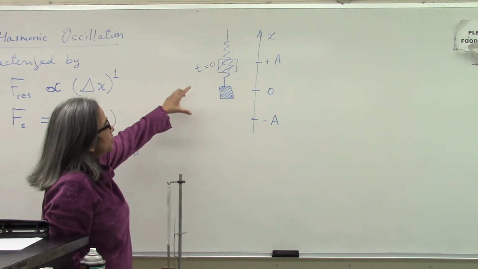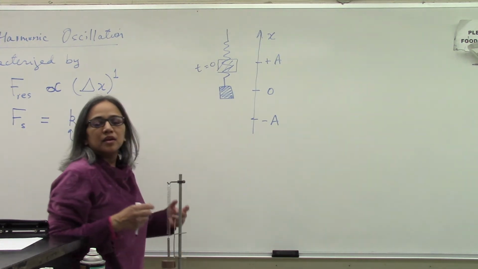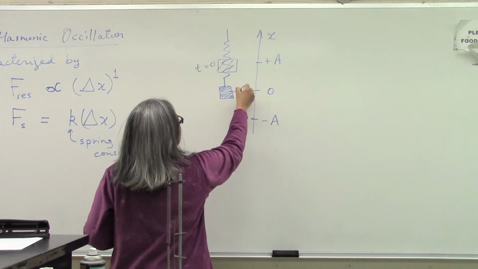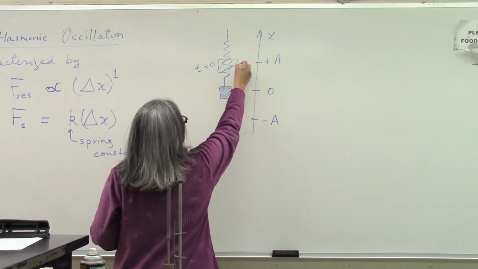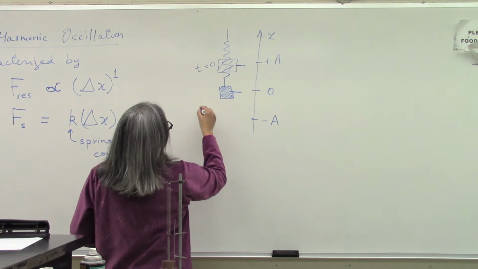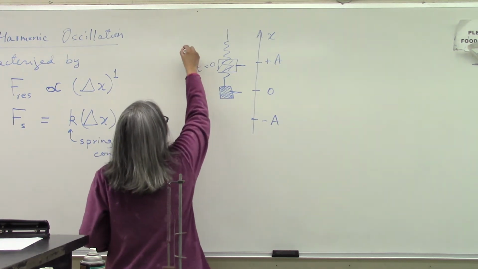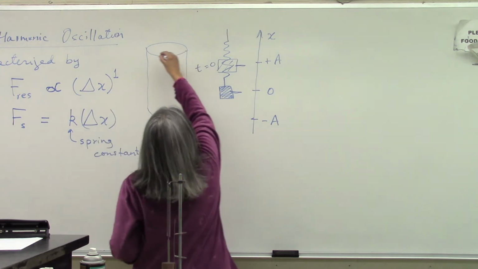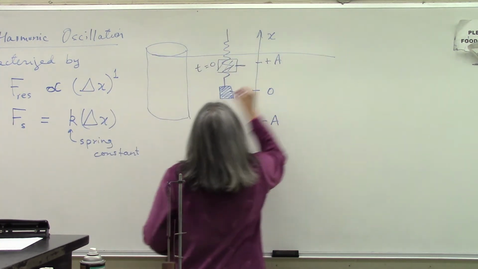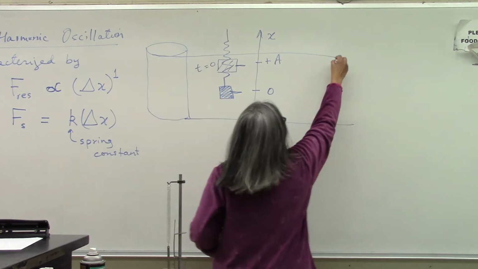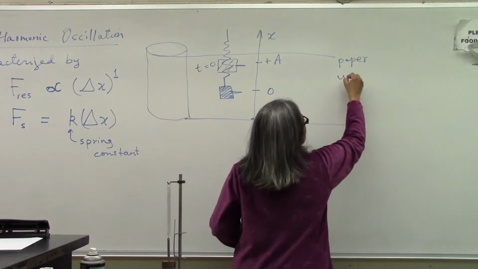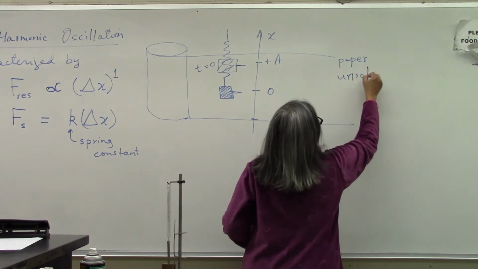So suppose now that we do something interesting. We track the motion of the mass by attaching a pen to it. So imagine the mass has a pen attached, and that while it's going up and down, you are at the same time unrolling a spool of paper. Okay, so this is a paper spool, and it's unrolling at a constant rate.